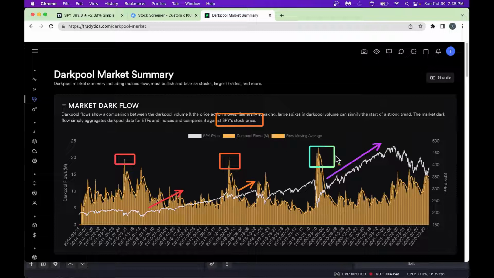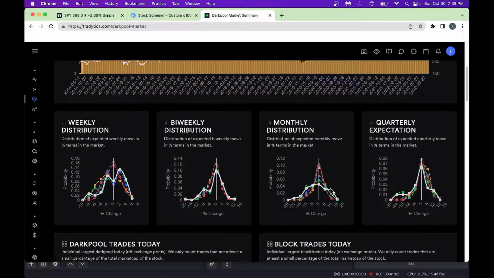That's when the stock market starts going higher. If you see a little bit of spikes here and there, it doesn't matter too much. It generally tells you the market can go higher. But if you see a huge spike, that's a good sign. All right, now we've got various distributions here.